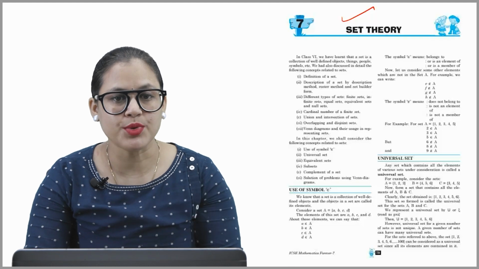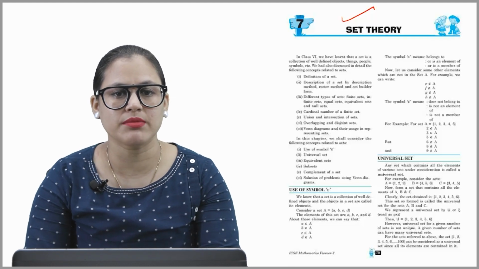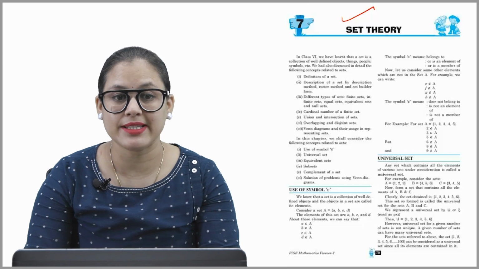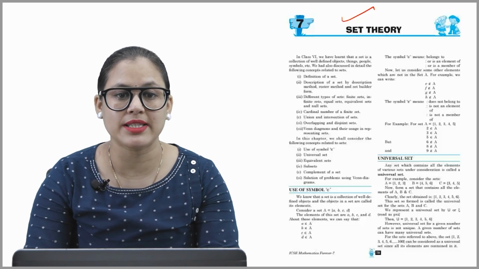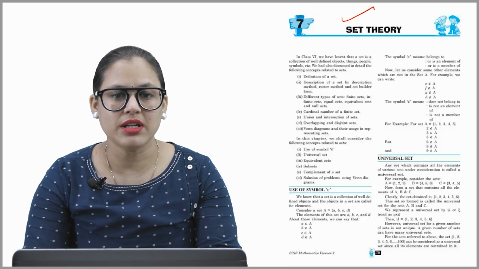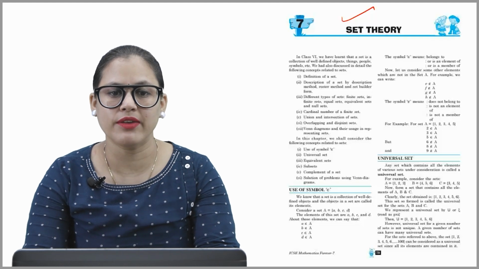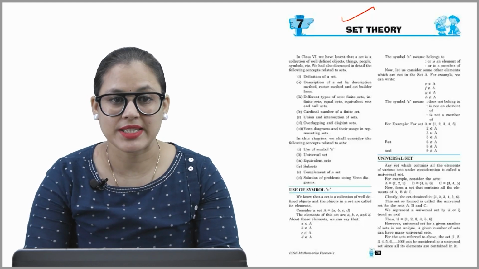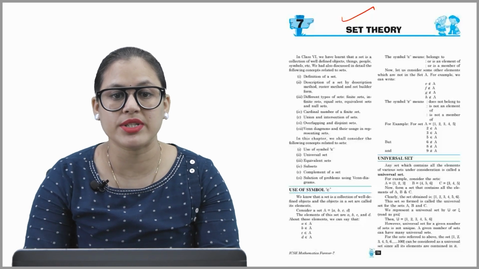2, description of a set by description method, roster method, and set builder form. 3, different types of sets: finite sets, infinite sets, equal sets, equivalent sets, and null set. 4, cardinal number of a finite set. 5, union and intersection of sets. 6, overlapping and disjoint sets. 7, Venn diagrams and their usage in representing sets.